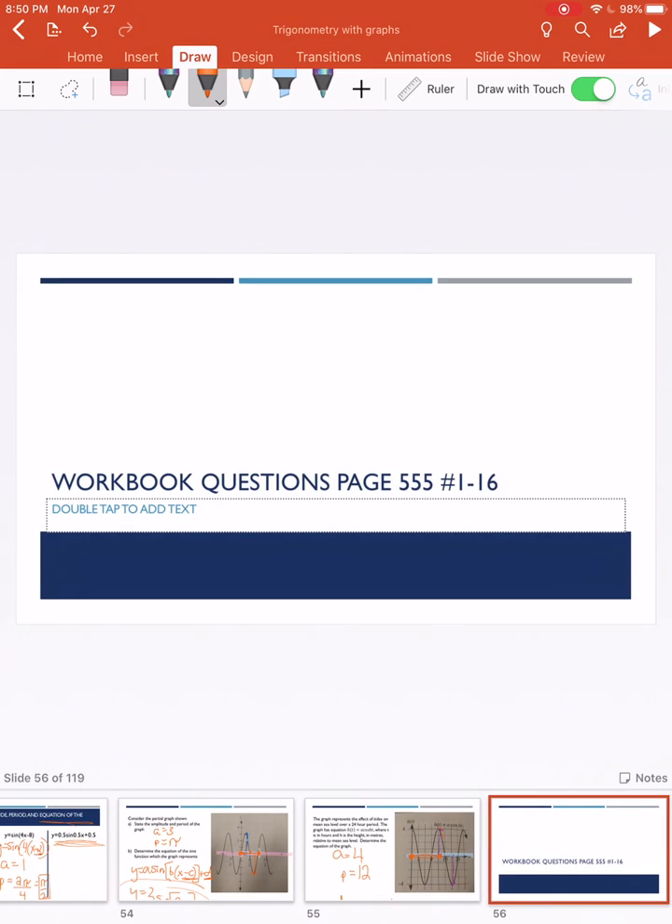So tomorrow we'll be looking a little more at that horizontal shift as well as the vertical shift, also called your midline. You can try some of the questions in here and let me know if you need any help.